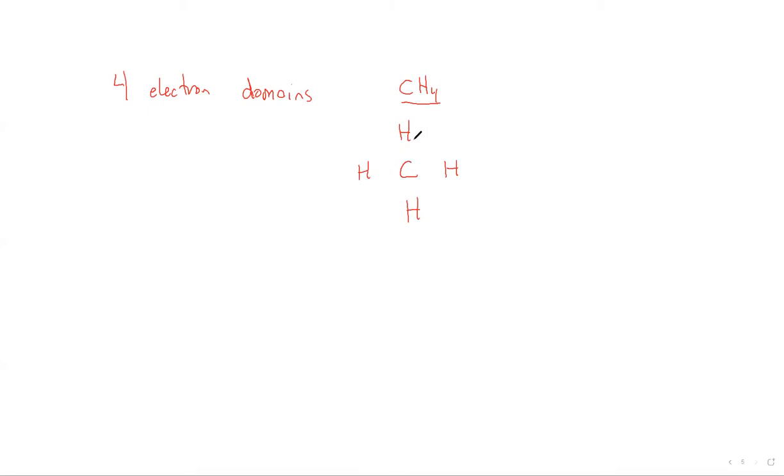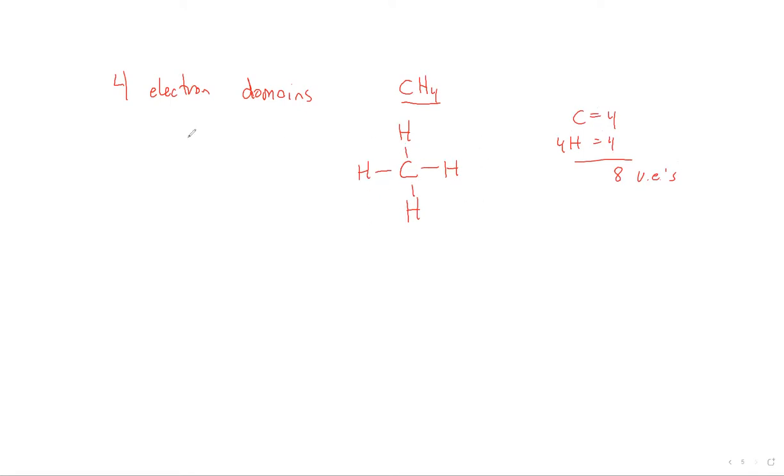So I did my skeletal structure. Valence electrons: carbon is 4, 4 hydrogens is 4. We have 8 valence electrons, single bonds. And so there's methane. Everything has an octet. This is a good model.